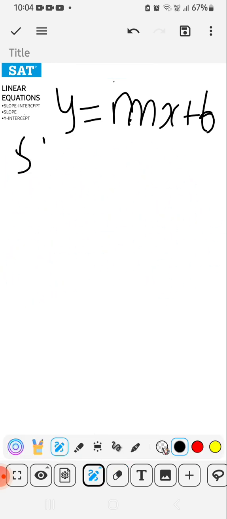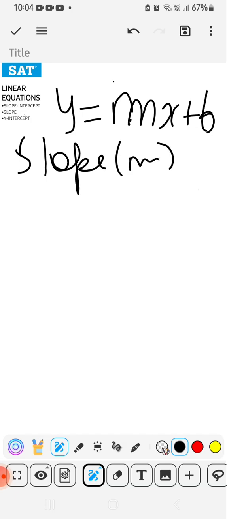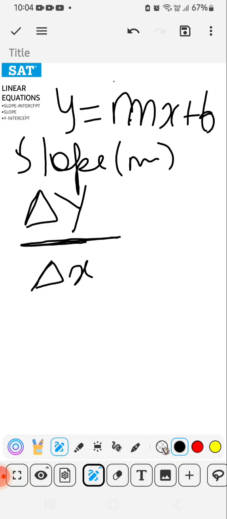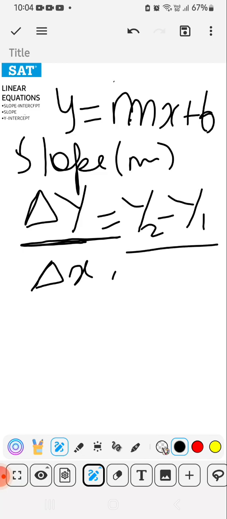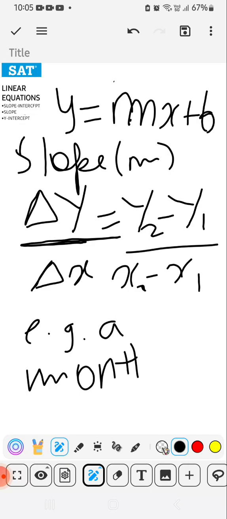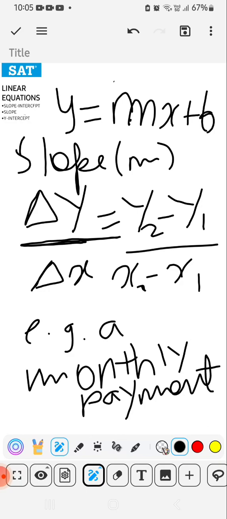What is slope? Slope is, you can say, the rate of change. It means the ratio of change in y to change in x, which is (y2 minus y1) upon (x2 minus x1). You can take an example of a value that is applied multiple times, like a monthly payment, which multiplies each month. The number of months you have to pay, the value applied multiple times in a month, is your slope.